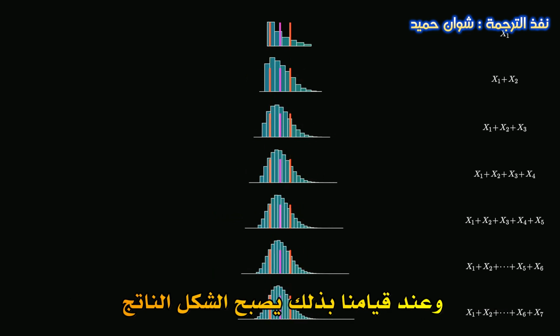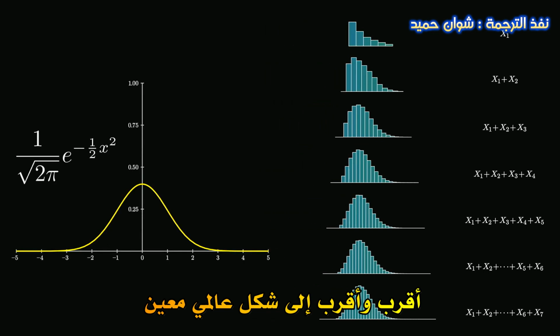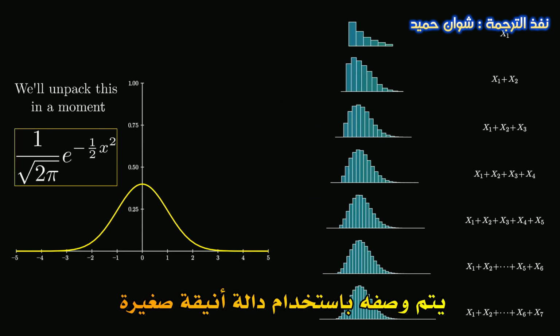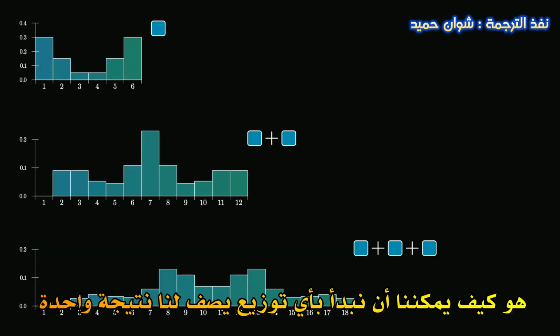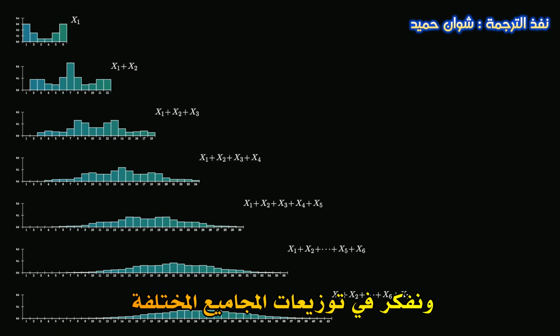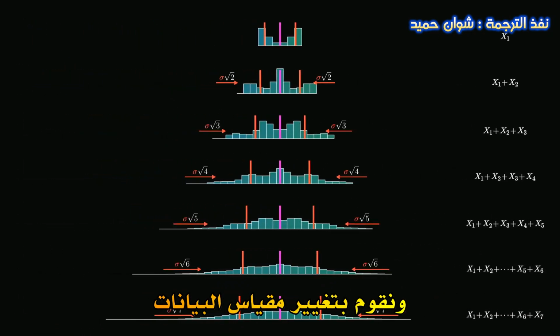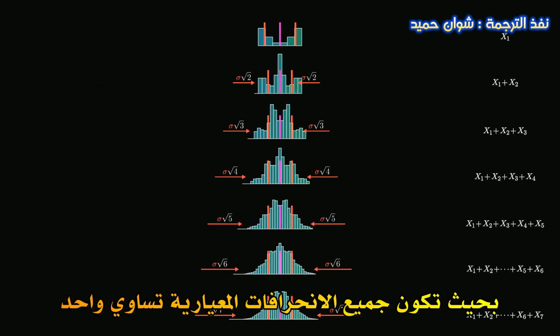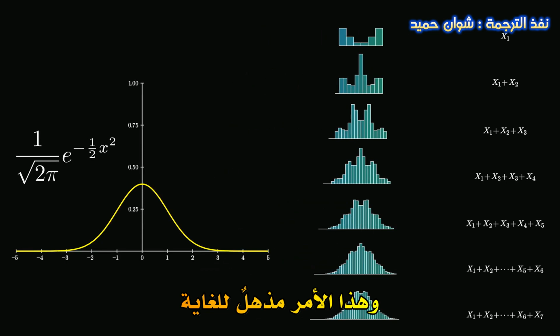And when we do that, the shape that results gets closer and closer to a certain universal shape, described with an elegant little function that we'll unpack in just a moment. And let me say one more time, the real magic here is how we could have started with any distribution, describing a single roll of the die, and if we play the same game, considering what the distributions for the many different sums look like, and we realign them so that the means line up, and we rescale them so that the standard deviations are all 1, we still approach that same universal shape, which is kind of mind-boggling.